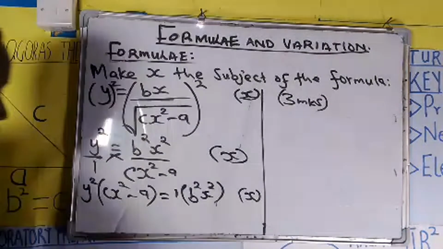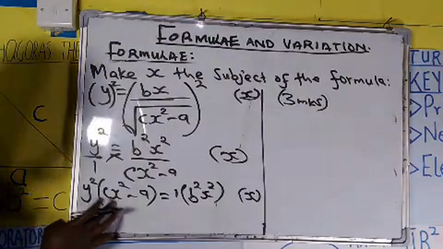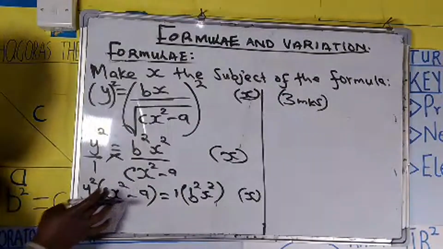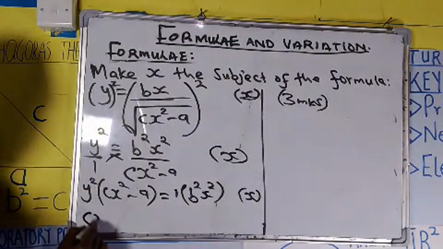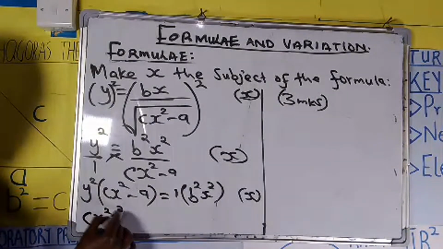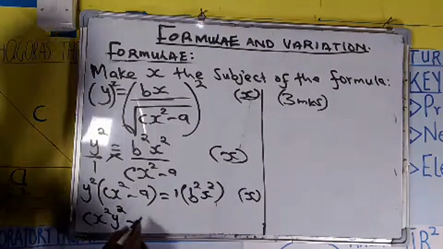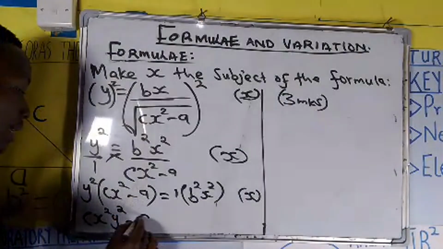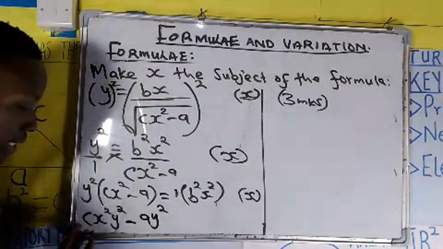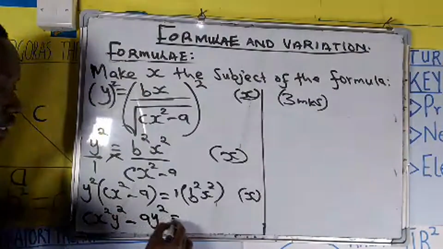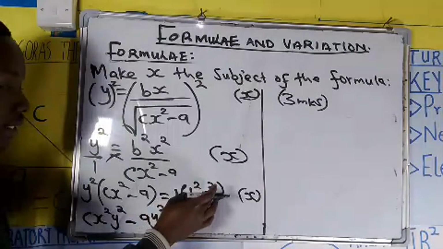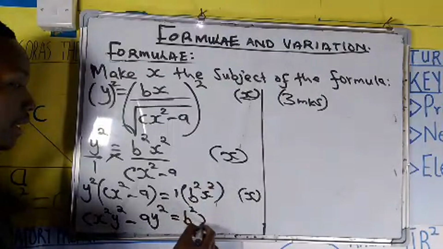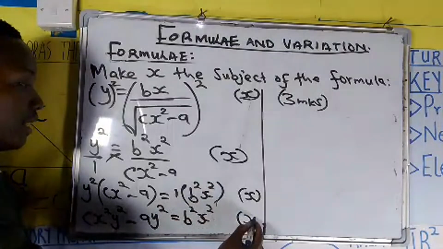So, let us open this bracket. It is going to be cx squared times y squared is going to be cx squared y squared minus y squared times a. It will be minus ay squared. I'm arranging them alphabetically. Is equals to 1 times b squared x squared. It is going to be b squared x squared, and here we have an x.